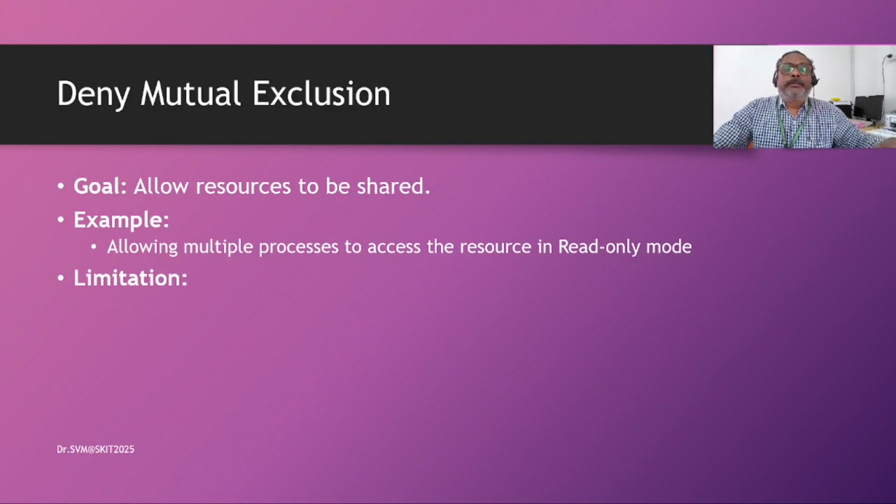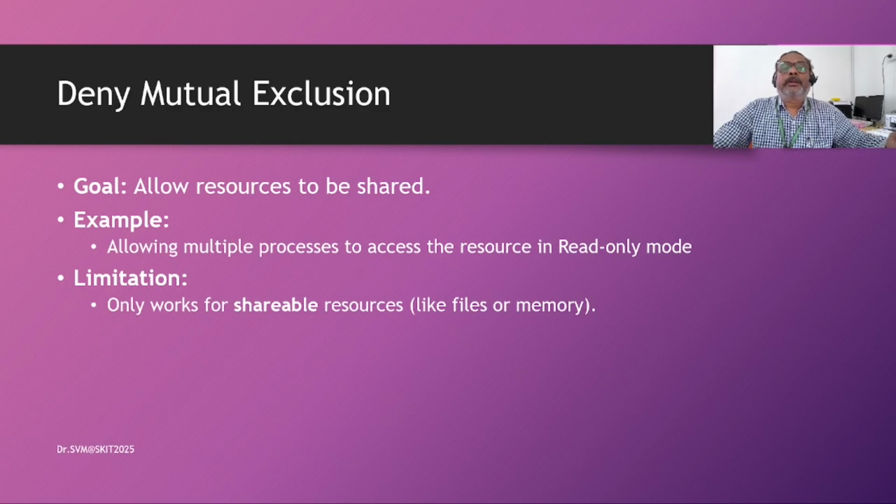But there is a limitation: it works only for shareable resources like files or memory, where you can just read the files. There are some files which are only in read-only mode. You can allow all the processes to open the files and read the contents, because the file itself is locked in read-only mode and nothing is allowed to write on it. Then there is no problem if you allow more than one process to read simultaneously. That way you don't have to say that if one process is reading the file, others should wait.